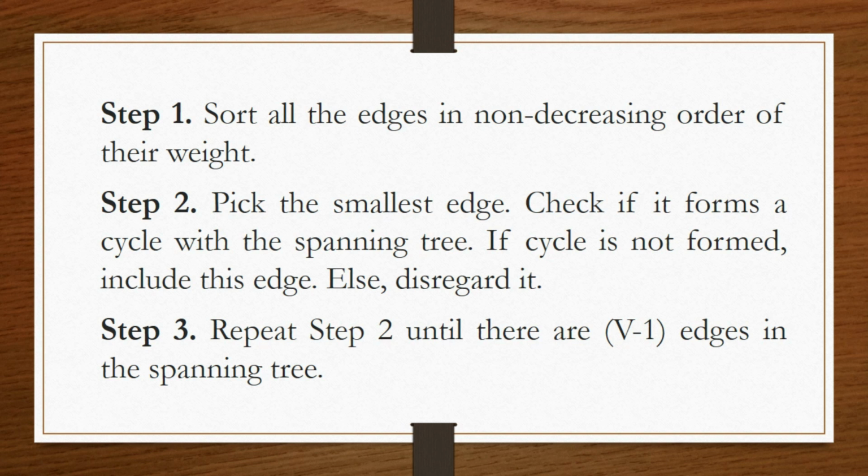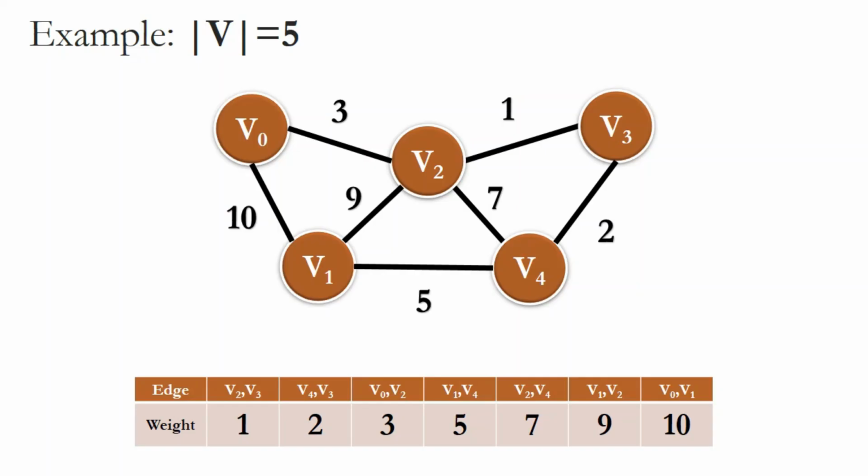And then in step 3, we're just going to repeat step 2 until there are v-1 edges in the spanning tree. So what do we mean by v-1? If v is the count of elements, the highest index is v-1. So that means yung v-1 is the last element. So sabi dito sa step 3, uulitin lang natin yung step 2 until we come up with the last element. So yun lang yung tatlong steps ng Kruskal's algorithm in order for us to successfully find out the minimum spanning tree. Let's take a look at this example.